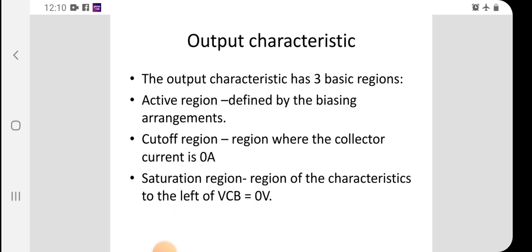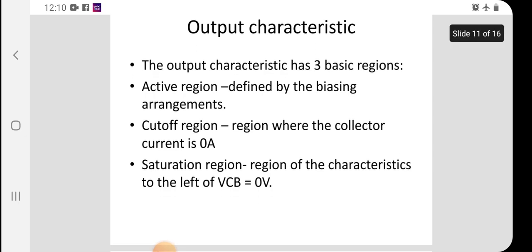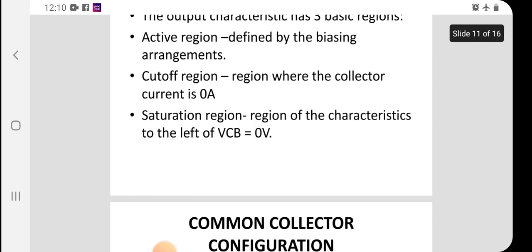The output characteristics have three basic regions. One is the active region, which is set by the biasing arrangements. Next is the cutoff region. From the diagram we can see the region where the collector current is approximately 0. And the next is the saturation region, of the characteristics to the left of VCB equal to 0 volts.